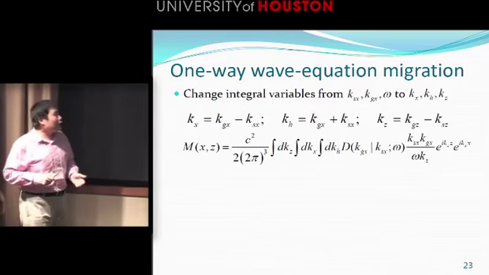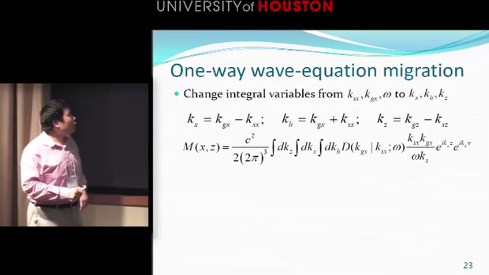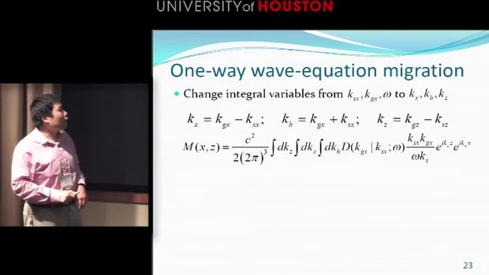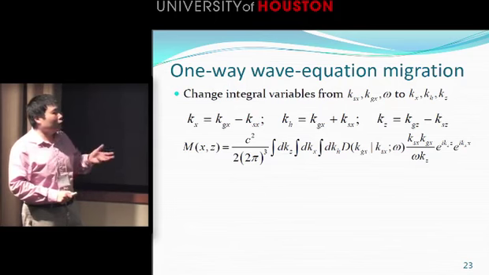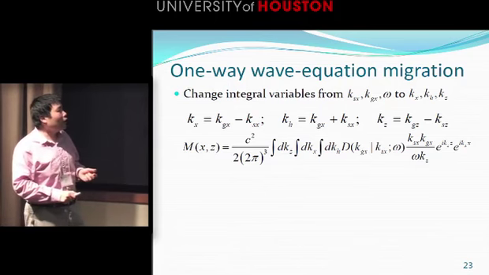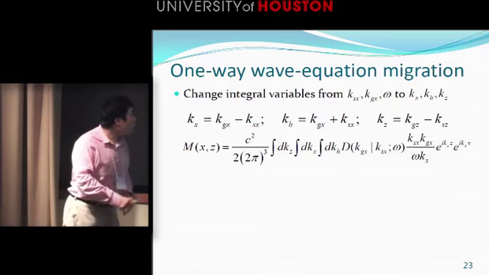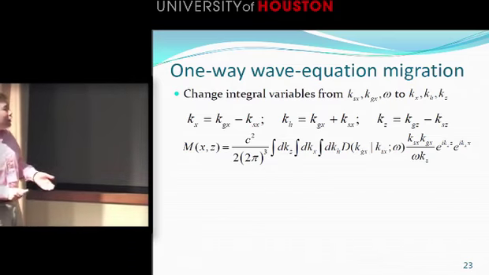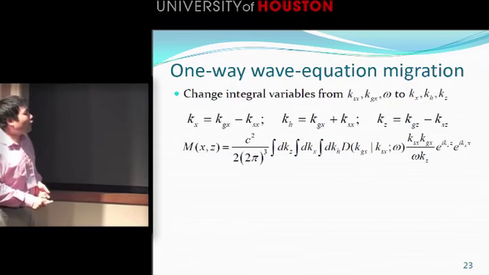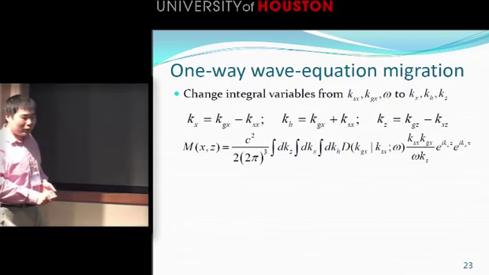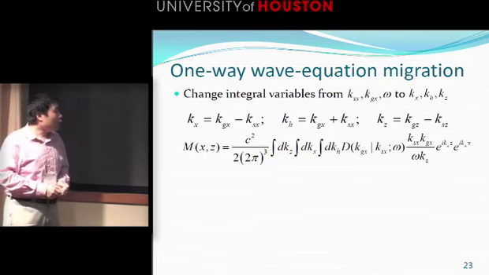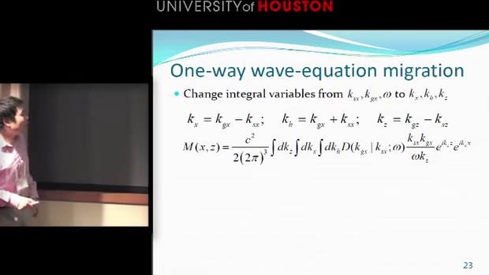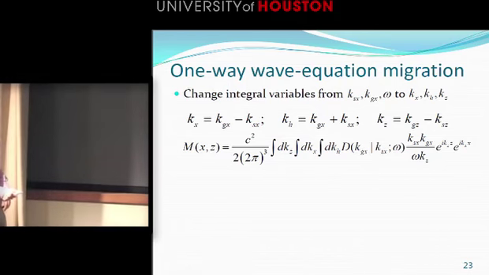Then, like I described in the three steps, we need to change the integral variables from the source location sx, receiver location gx, and frequency omega, to the midpoint, offset, and depth. We use a simple relation between them to do the change of variables. And in fact, we have a Jacobian here. You can find the details in our report. But here we just skip that mathematical step, and we get this formula, this expression.